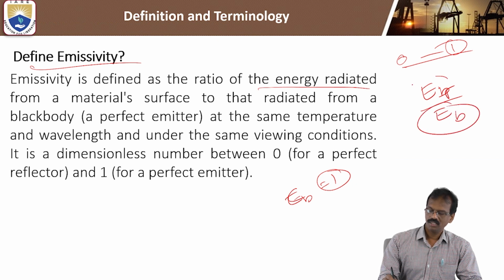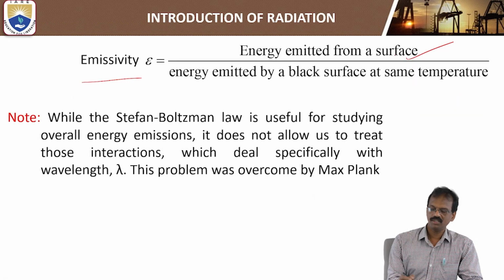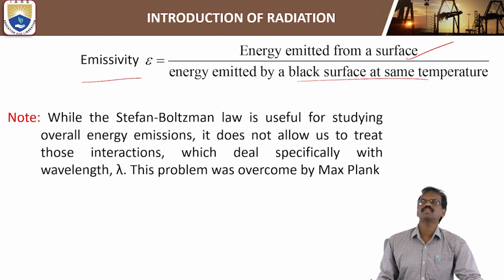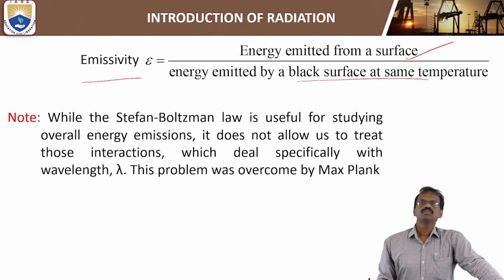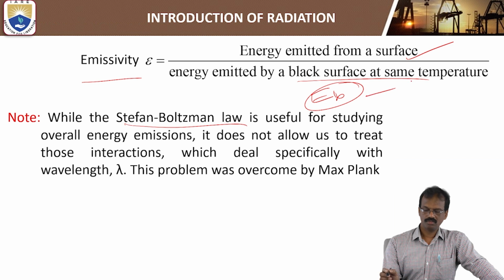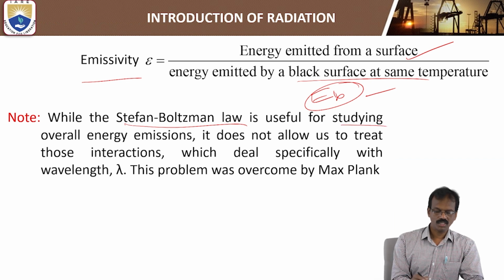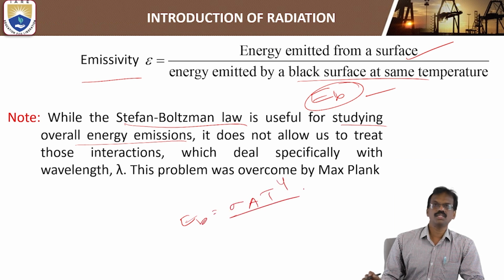EB, black body. Energy emitted by a gray body or any body to the energy emitted by a black body, that is called emissivity. So, energy emitted from a surface to energy emitted by a black surface. We know the value of this energy EB, and we can find it with the help of the Stefan-Boltzmann law. The Stefan-Boltzmann law is used for studying the overall emissive energy, EB. EB is equal to sigma A T to the power of 4, according to the Stefan-Boltzmann law.